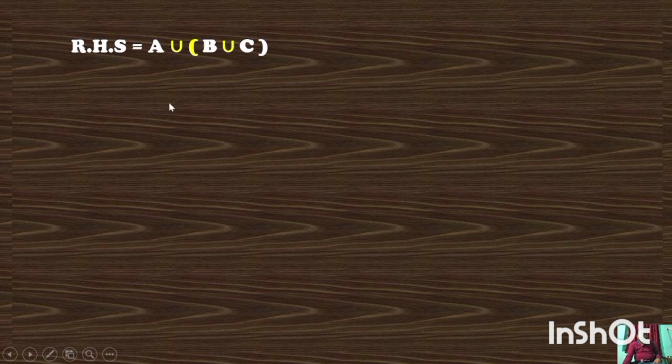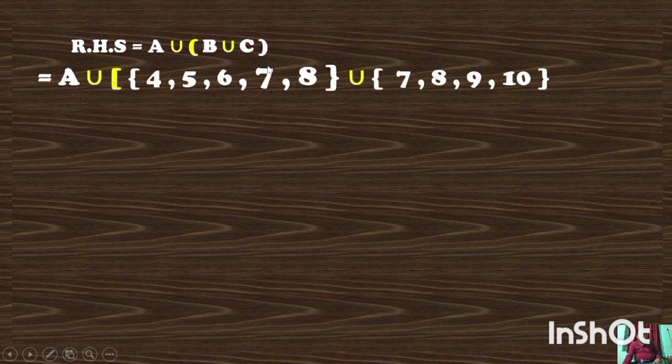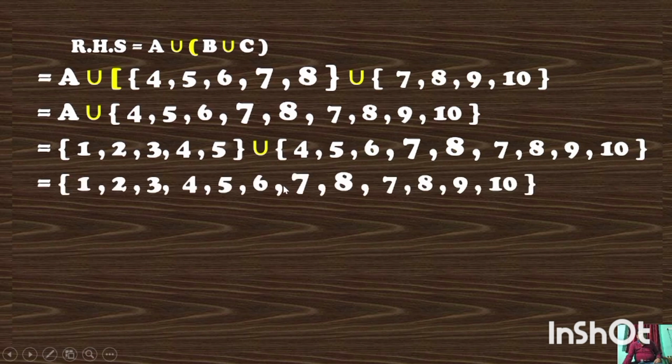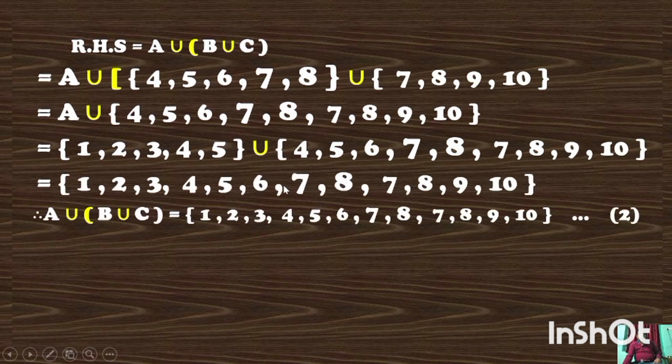Let's see the RHS, A ∪ (B ∪ C). First you have to find the union of B and C, because B and C are under the bracket, so you use the bracket first as per the rule. So (A ∪ B) ∪ C and A ∪ (B ∪ C) clearly have the same elements: 1, 2, 3, 4, 5, 6, 7, 8, 7, 8, 9, 10. Some elements have been repeated.